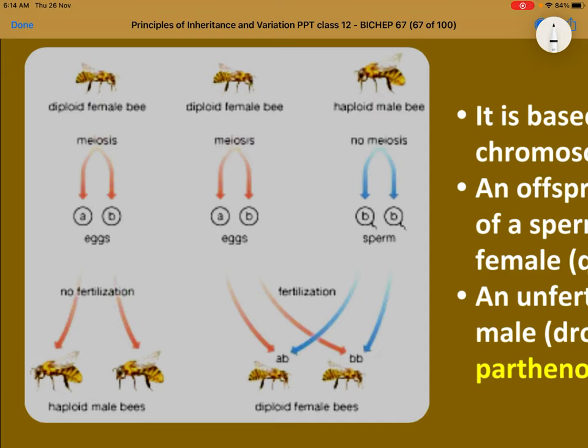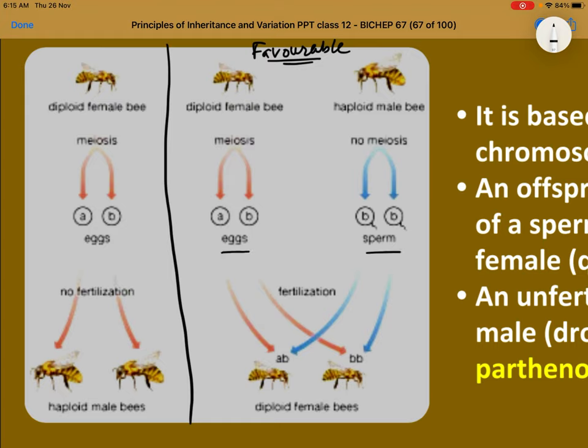Now, a sexual mode of reproduction is also seen in them, so they are sexually reproducing organisms. But as we know, the sexual mode of reproduction depends on favorable conditions, and honeybees do not always get favorable conditions. So the modes of reproduction are divided into two categories. If they have favorable conditions, then male and female both produce their respective gametes. For example, a diploid female produces eggs by the process of meiosis, and a haploid male produces sperm.